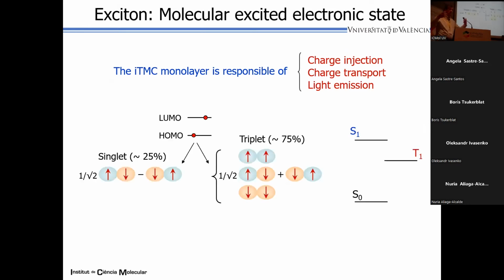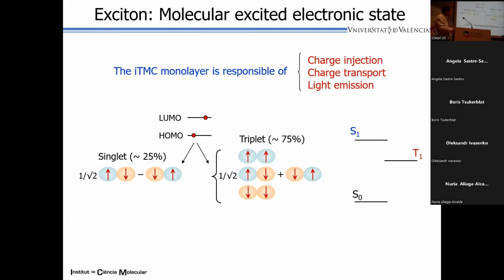Then, when you combine two electrons in two levels, you have these four possibilities. I mean, only one singlet or three triplets. Statistically, you have 25% of singlets and 75% of triplets. In OLEDs with organic molecules, by fluorescence, you can only use the 25% of the singlets.